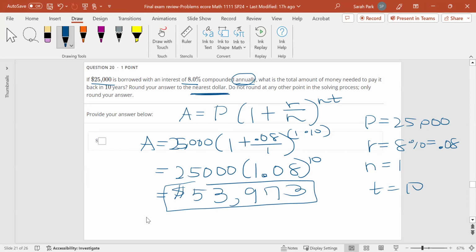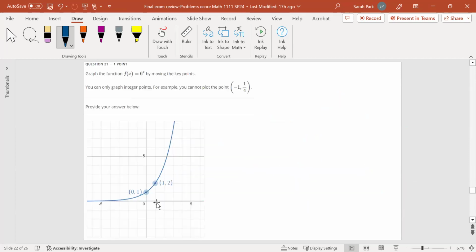Okay, number 21, graph the function f of x equals 6 to the x by moving the key points. For this, you really just need 2 points. So I'm going to use a table, x, y, and 0, 1 to find the corresponding y values. You just need to plug it into the function.